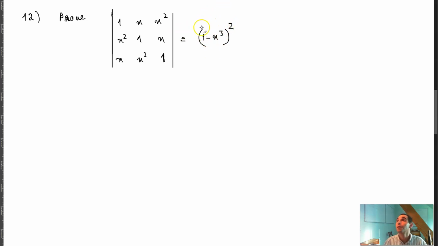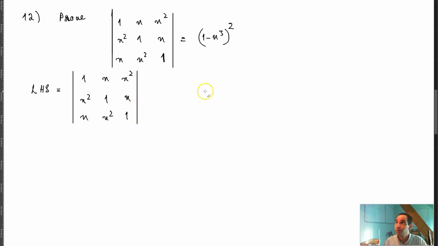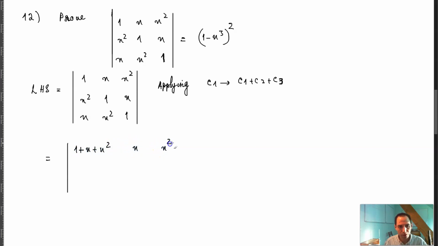So, your LHS is equal to this determinant 1, x, x squared, 1, x squared, x, 1. Now here if I apply c1 becomes c1 plus c2 plus c3, then this will be equal to basically 1 plus x plus x squared. And over here I will have x and x squared. 1 plus x plus x squared. And here I have 1 and x. And here I have 1 plus x squared and x squared and 1.